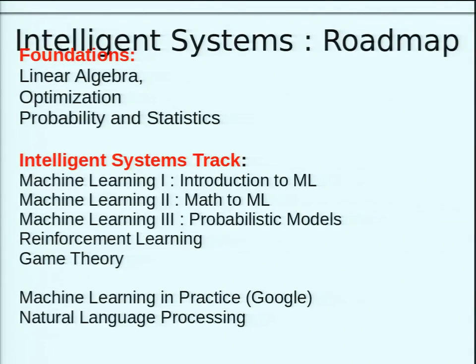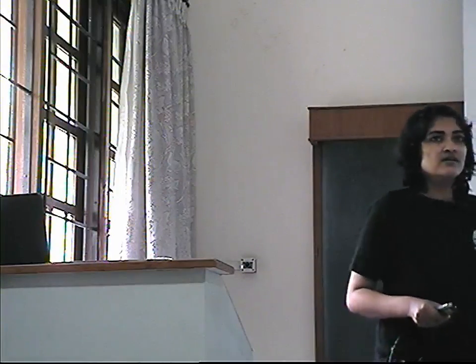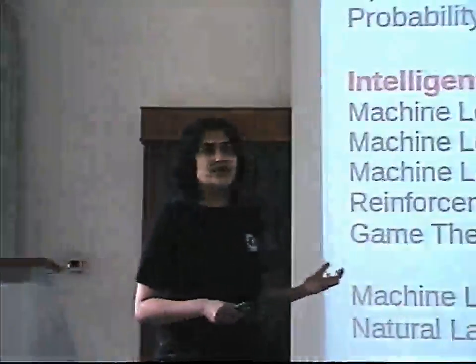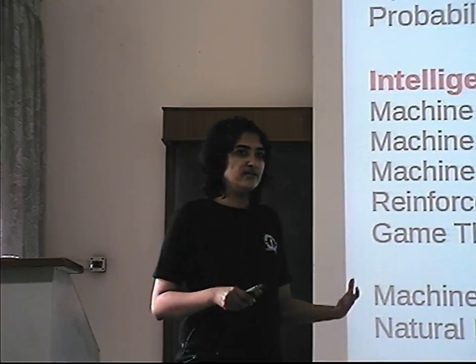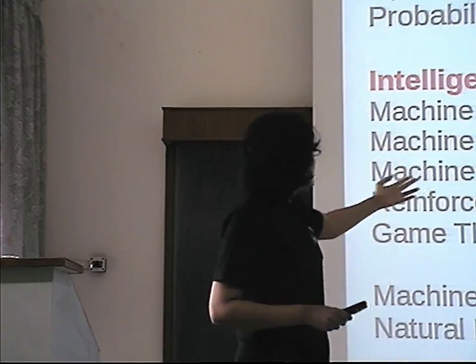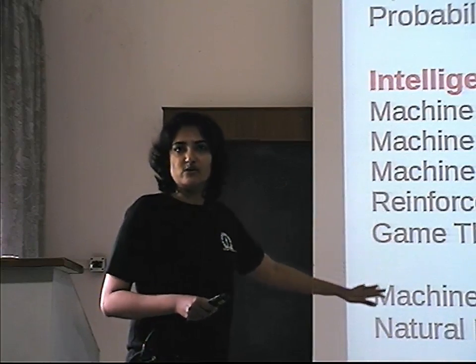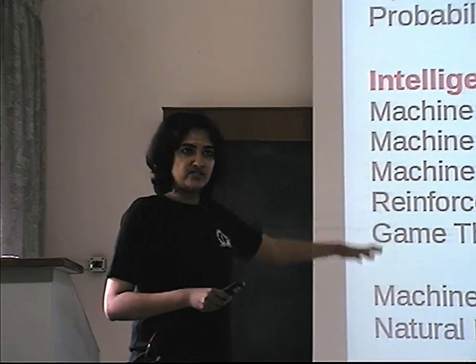So in the actual intelligent systems track itself, we have Introduction to Machine Learning, that's the current talk now. Then we have Machine Learning 2, which will expand on some of the concepts of the introductory talk. And then we have a talk on probabilistic models, which will help you look at some of the topics that we have covered in the previous talk in a new light, in a different perspective, using probabilistic modeling. Finally, we have talks on reinforcement learning and game theory. I'll try to put these two areas in perspective through the rest of my talk.